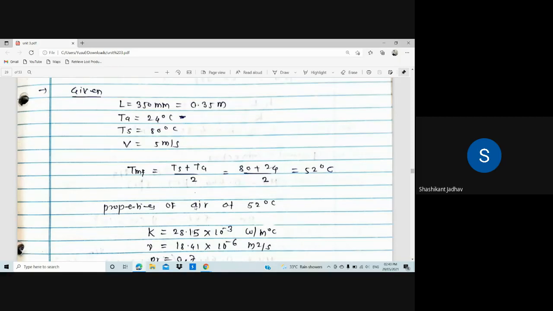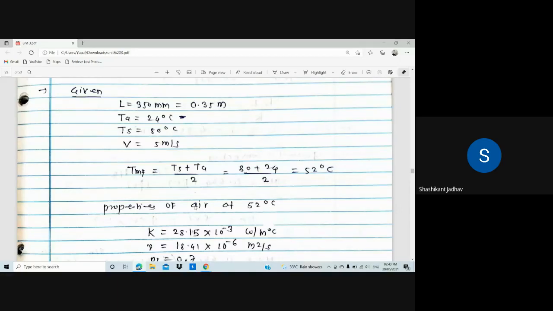Okay, so all of you write down the given information from this problem. Length is given, 350 mm long glass plate, so L is equal to 350 mm. We have to convert that mm into meter, therefore 0.35 meter, hung vertically in air at 24 degrees Celsius. Air temperature is given, that is TA is equal to 24 degrees Celsius, while its surface temperature is maintained at 80 degrees Celsius, TS is equal to 80 degrees Celsius, and velocity of air is given, V is equal to 5 meter per second.